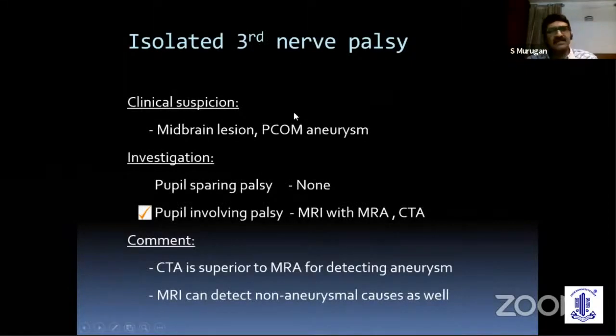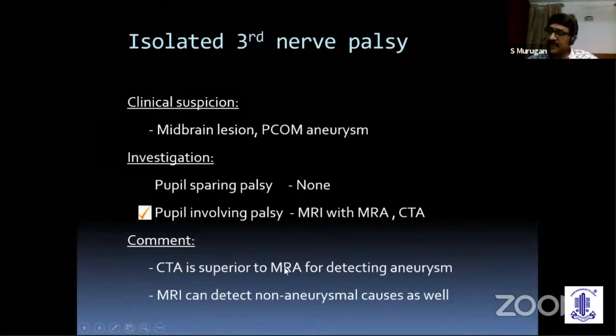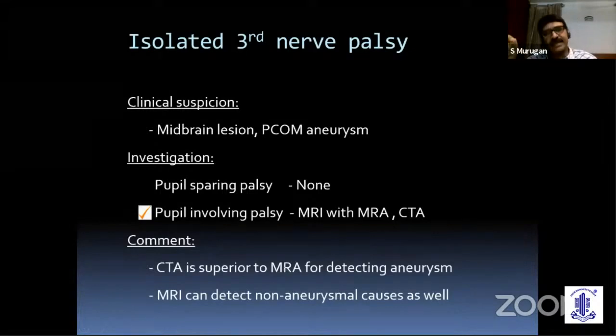Coming to the efferent pathways, third nerve palsy is one of the common indications, as was mentioned. Pupil involving palsy, yes, the imaging is really important, especially MR angiogram. And CT angiogram, there was a comment, and CT is definitely superior to MRI, but the fact is, it's a contrast study, and number two, it will look at only the vessels. So, if the pretest probability is very high, then we can go straight away for CT angiogram, but MRI will also look at the other areas.